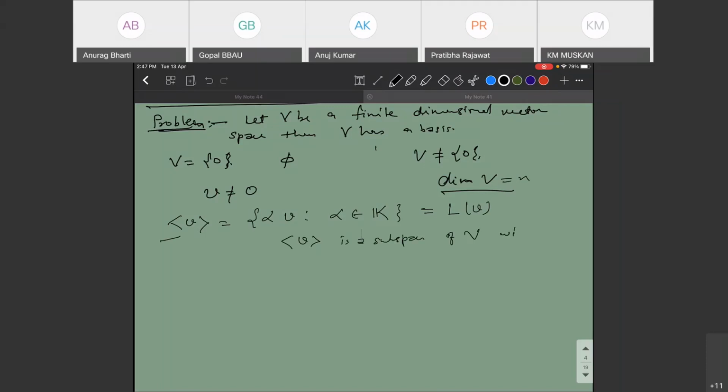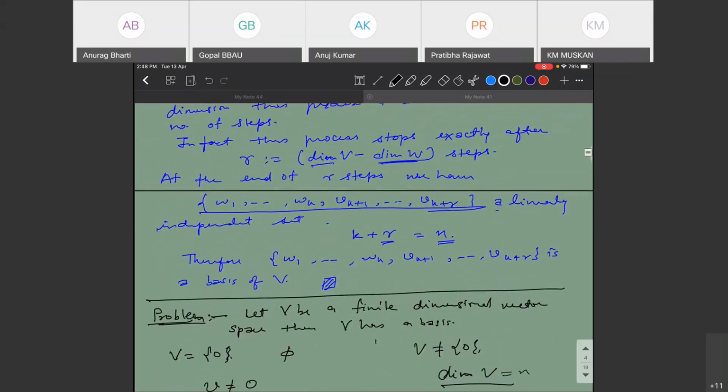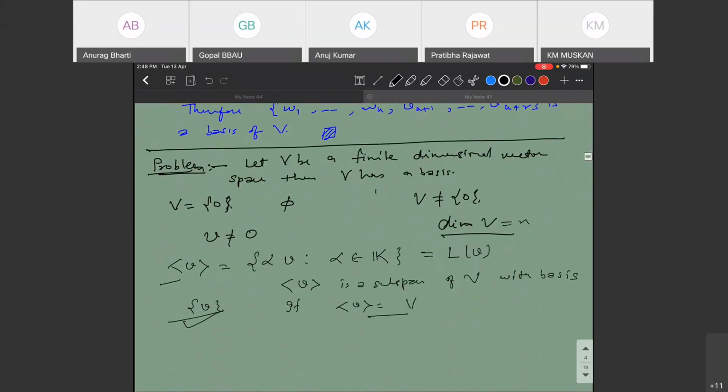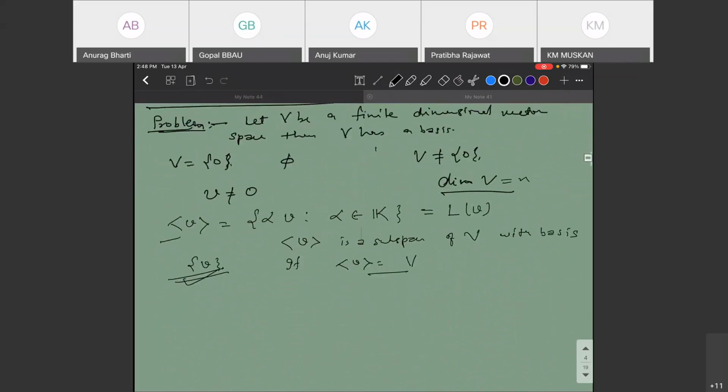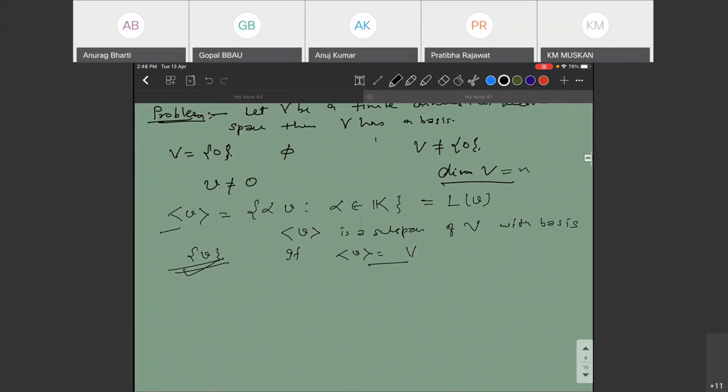with basis v. If this equals V, then this is a basis. Otherwise, you use the above theorem. So you have a basis of a subspace, then it can be extended to a basis of the vector space, correct? So this is a hint. Please write a full solution on your own.